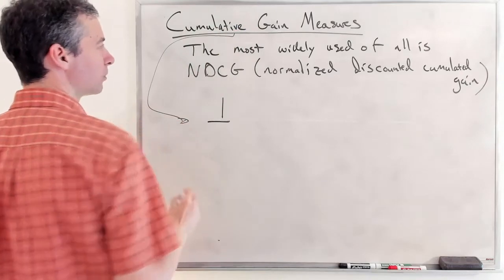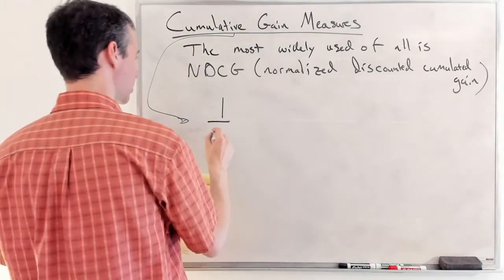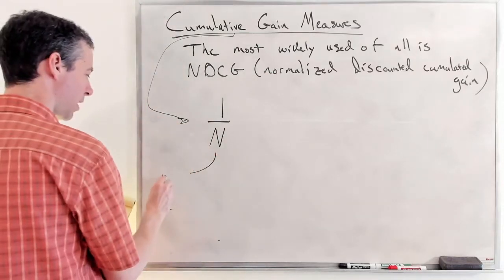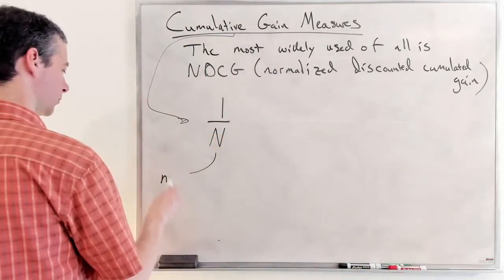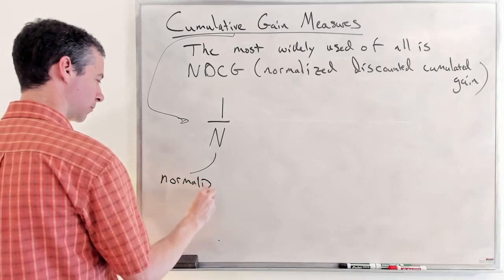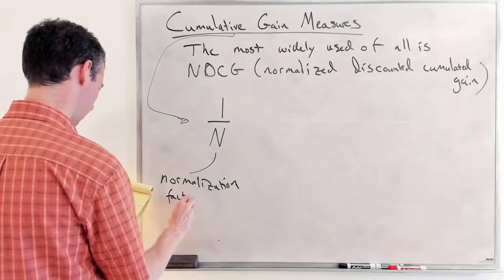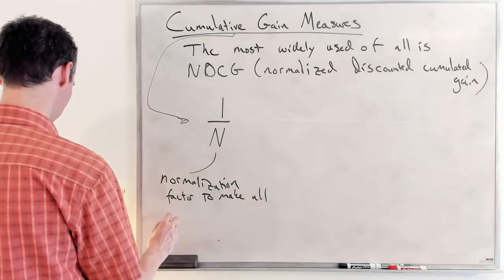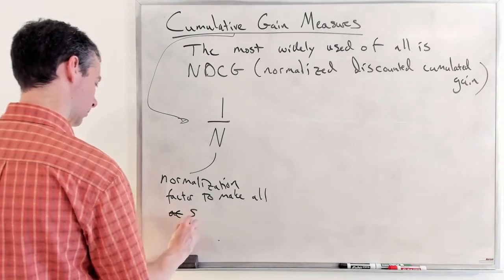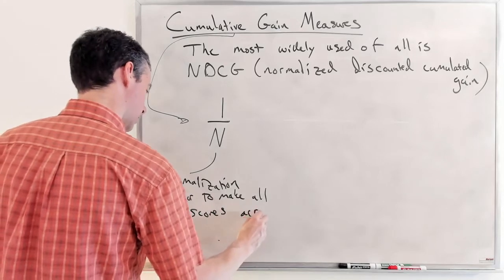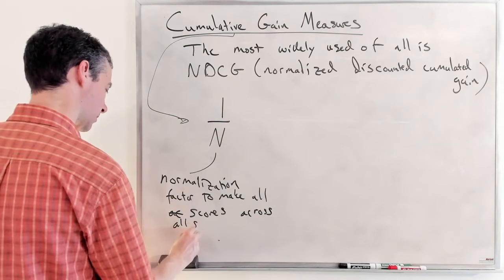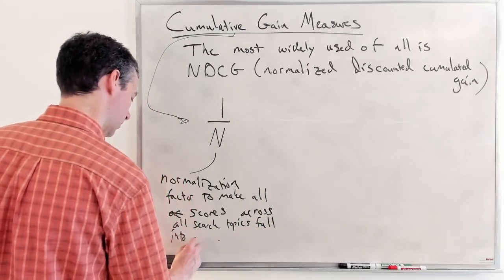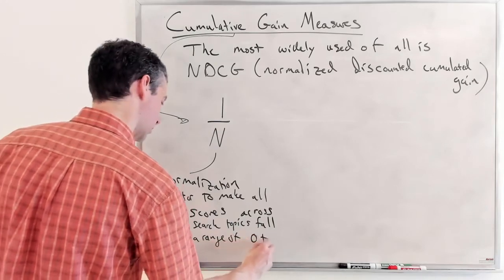So these things have a general form of this. I'm kind of doing this out of order, my apologies. I'm supposed to tell you this after I show you this formula. 1 over n, where n is a normalization factor, which is designed to make all scores across all search topics fall into a range of 0 to 1. All right.